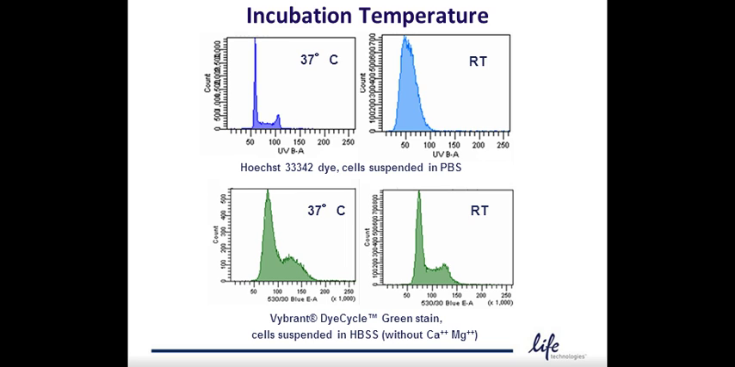Especially for the live cell dyes, temperature may affect the results. And again, you need to optimize this for each dye and labeling condition. Here, the top plots show Hoechst at 37 degrees and room temperature. And here you can see that 37 degrees is really required and room temperature is not recommended for a DNA content histogram. The bottom plots showed DyeCycle Green in HBSS at different temperatures. So again, it's important to use temperature as one of your optimization tools.